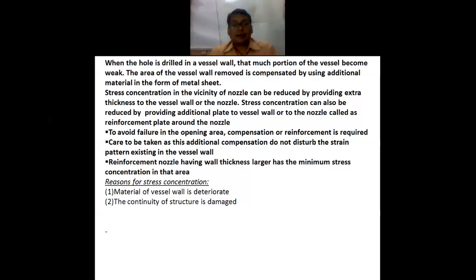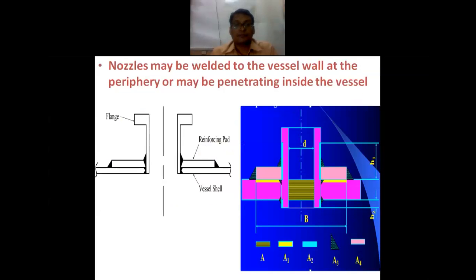The care has to be taken so that this additional compensation does not disturb the strain pattern existing in the vessel wall. Then a reinforcement nozzle having a larger wall thickness has the minimum stress concentration in that area. Now you can see the nozzle that is attached to the vessel. The nozzle may be welded to the vessel wall at the periphery or may be penetrating inside the vessel.